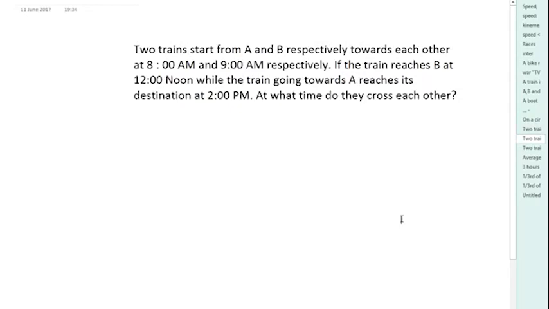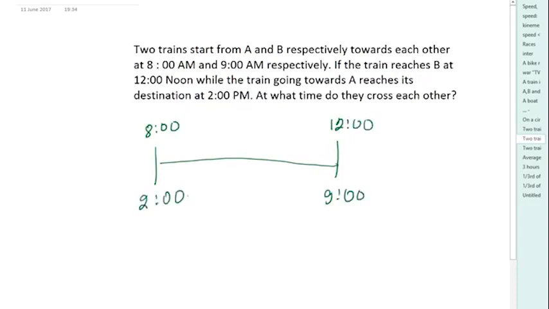In this question, we have changed it a bit. Two trains start from A and B respectively towards each other at 8 and 9 a.m. So they're not starting at the same time. What has changed now is one starts at 8 a.m. and reaches at 12. The other starts at 9 a.m. and reaches at 2. So now you need to know at what point they cross each other.